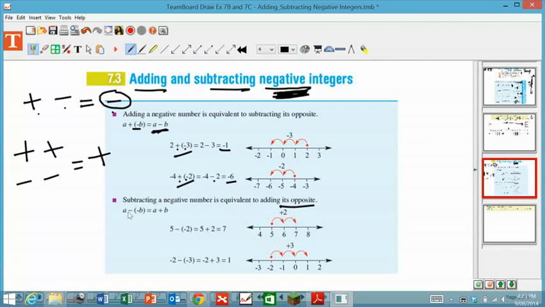Again, that's very confusing. So put simply, if you have two negatives, so the signs are the same, you have to write it as a positive. So two negatives gives a positive, two positives gives a positive. If the signs are different, positives and negatives, it gives a negative.